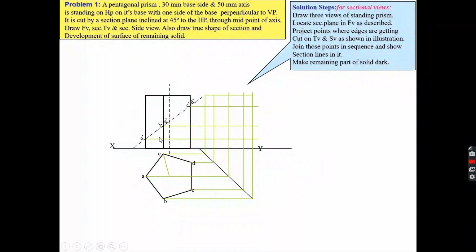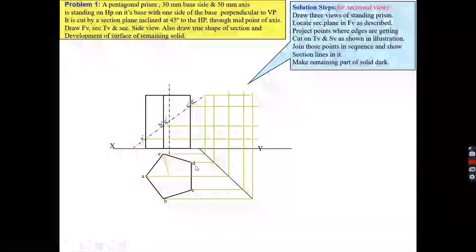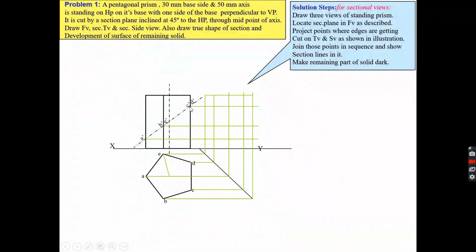and a horizontal line from the front view. So this is your point E. Wherever the projectors are cutting, you will get the point E. Similarly, from the point D, this is your line, and from D, this is your line. So this is your point D.